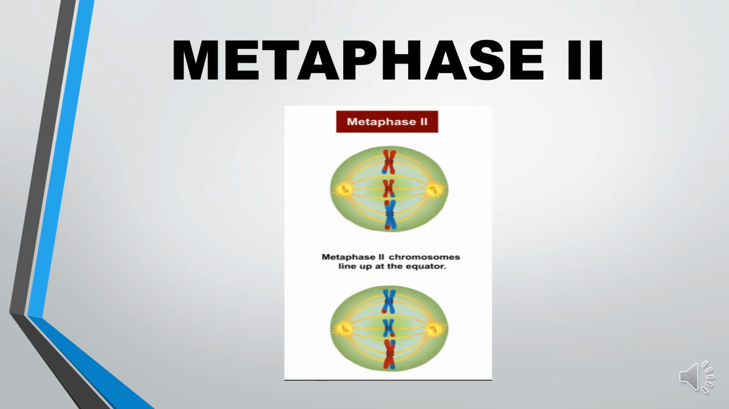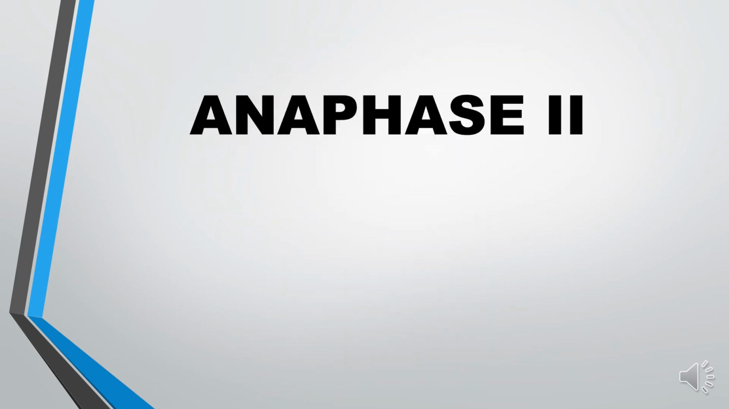So it's the same with the metaphase in mitosis. The chromosomes are lining up in the middle, unlike in metaphase 1, where the chromosomes are being pulled. There is a homologous chromosome pairing up in the middle. And let's proceed to the anaphase.